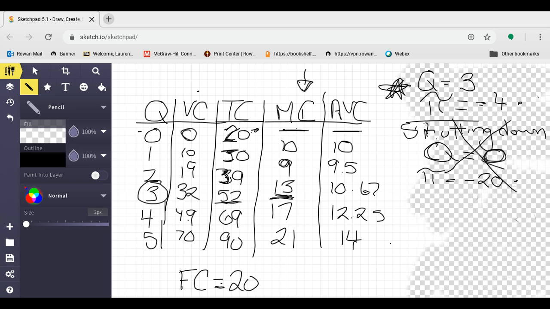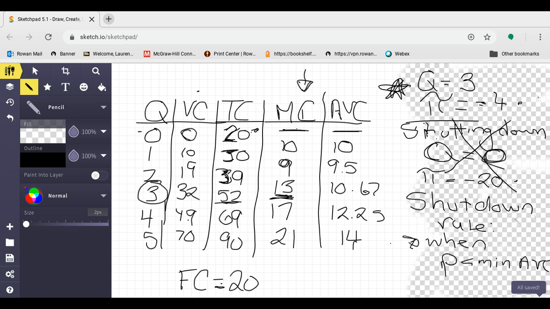So we'd stick with this, and we lose a little bit of money now. And we actually have a rule to help us decide more quickly if we should shut down or stay in business. So the shutdown rule is that we should shut down whenever price is less than the minimum, the lowest average variable cost. And that's why I chose to put average variable cost here.